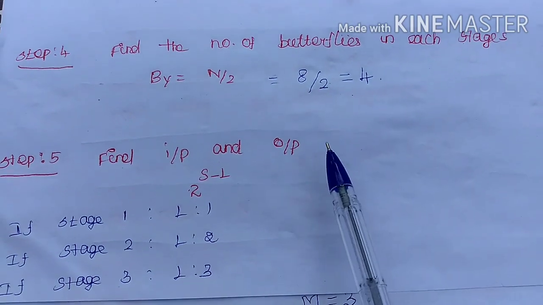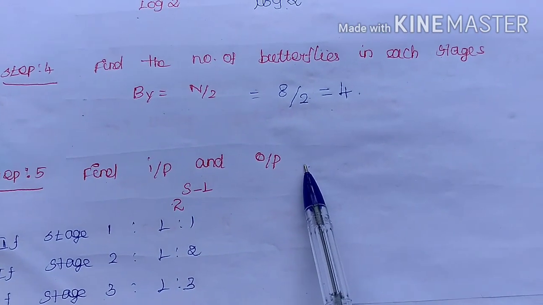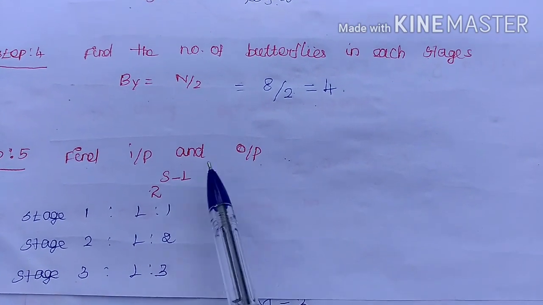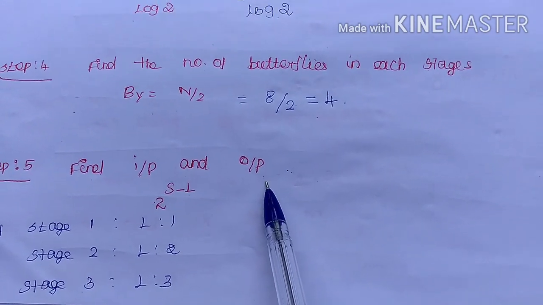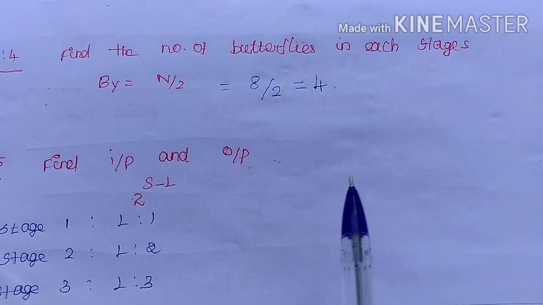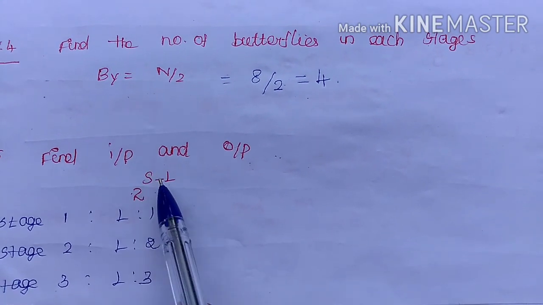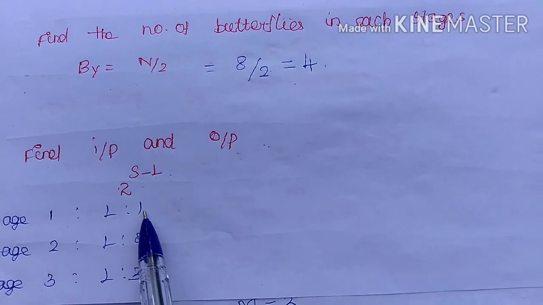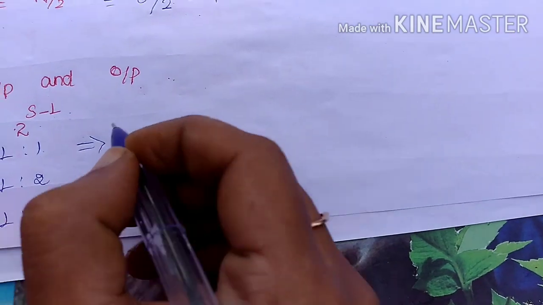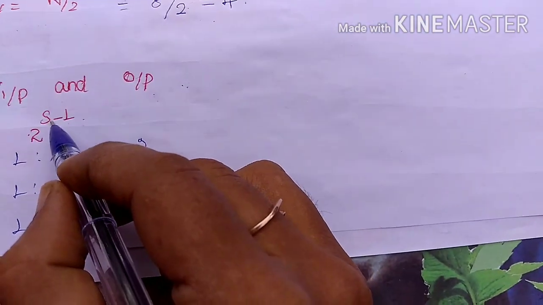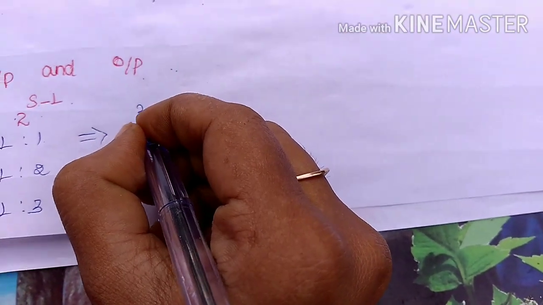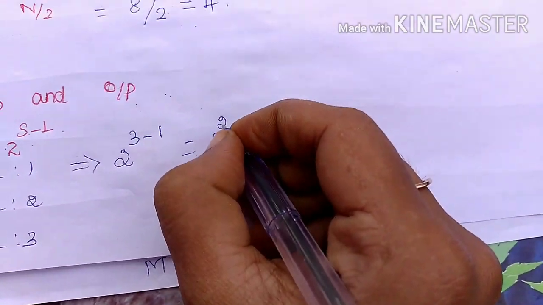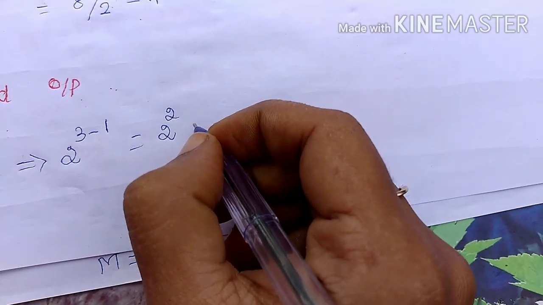Then find the input and the output values. For DIT we use one formula for calculating input and output, that formula is 2 power L minus 1. For calculating in the DIF problem, the formula is changed: 2 power S minus L. For stage number 1 we consider L equal to 1. So 2 power, our S value of stages becomes 3, so 3 minus L is 1, so 2 power 2.